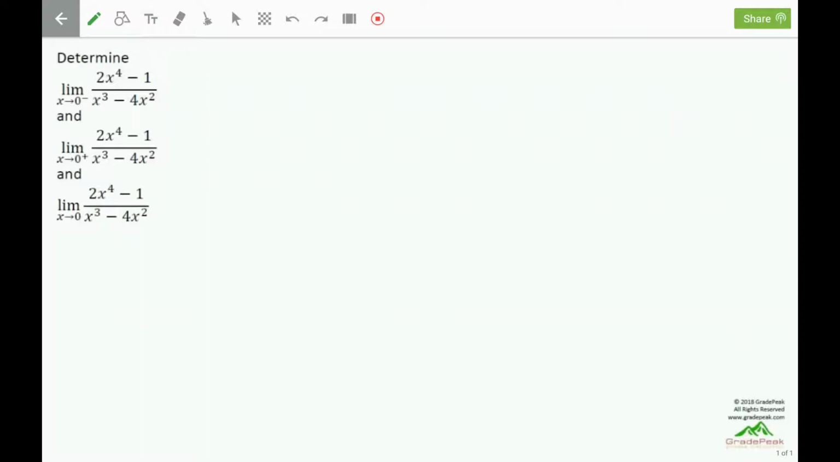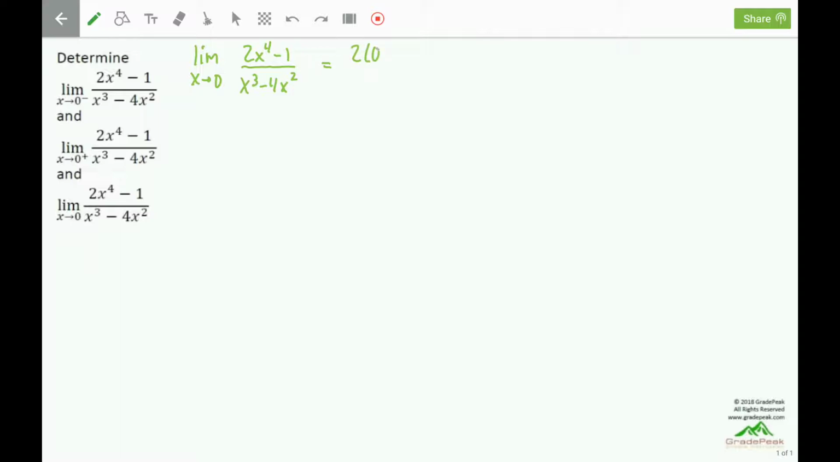Determine the left-sided limit and the right-sided limit and the two-sided limit as x approaches 0 of 2x to the fourth minus 1 divided by x cubed minus 4x squared. Each of these involves the limit as x approaches 0 of 2x to the fourth minus 1 divided by x cubed minus 4x squared. The first thing to do is try plugging a 0 in for each of the x's.